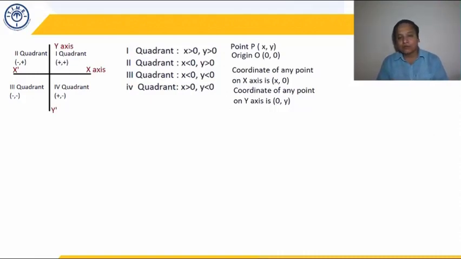Coordinate of any point on y-axis is 0, y. So any point on y-axis, that is vertical axis, has x coordinate 0. So we also say equation of y-axis is x equal to 0.